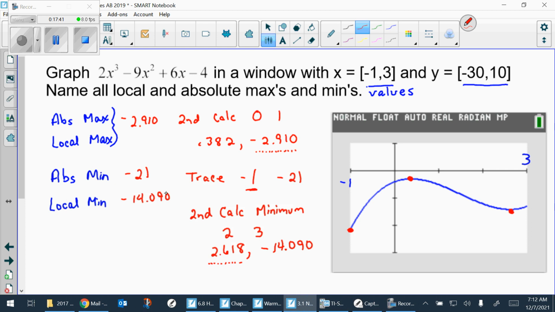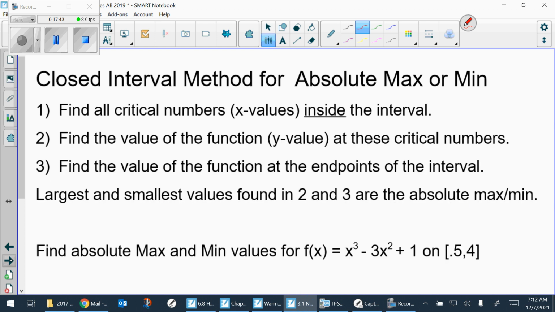All right, so we move on. The closed interval method, for absolute max or absolute min. Pretty easy to do if you can use your calculator. That calculate button's pretty valuable. But a lot of times, on the AP exam and on your quizzes or tests, you're not allowed to use your calculator, yet you're asked to find an absolute max or absolute min.